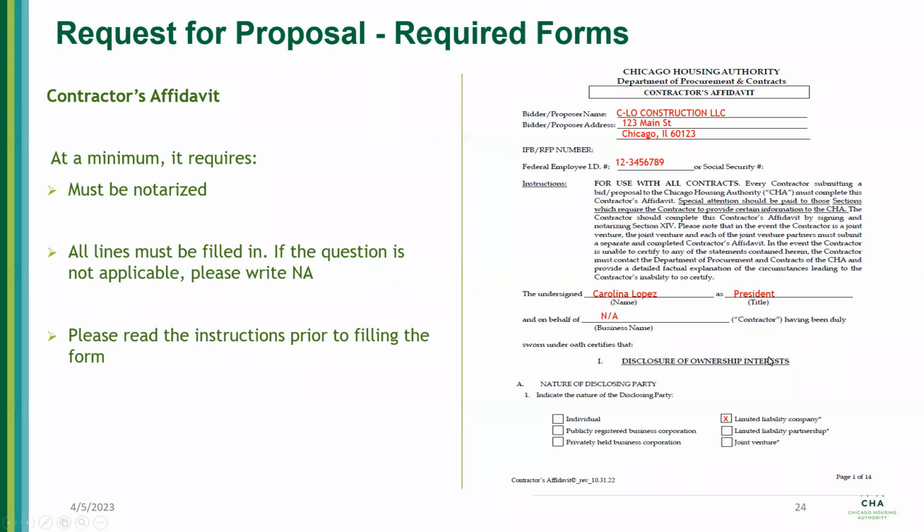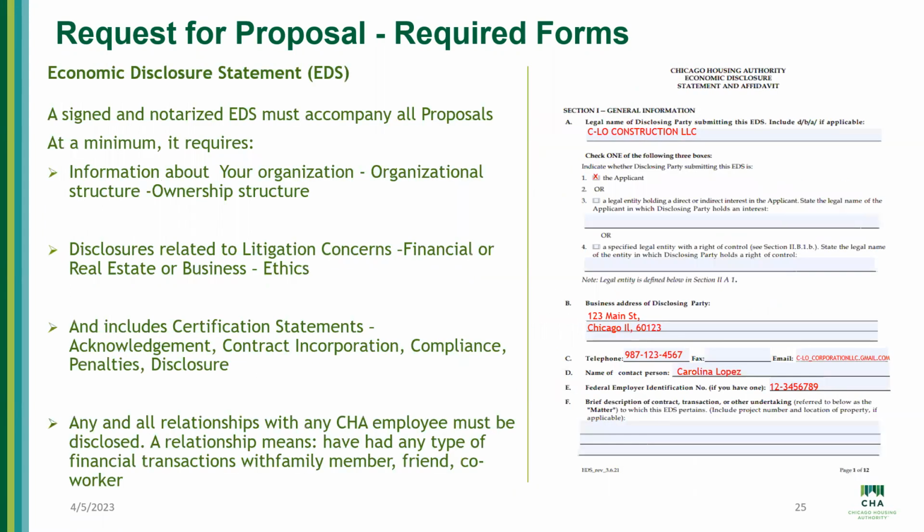At the end, there is a section where you will need to sign, and the seal of the notary will be at the end. Make sure you include the 14 pages with your proposal. The economic disclosure statement, which is the EDS, also has to be notarized, and of course included with your proposal.